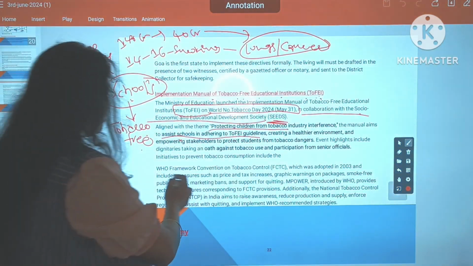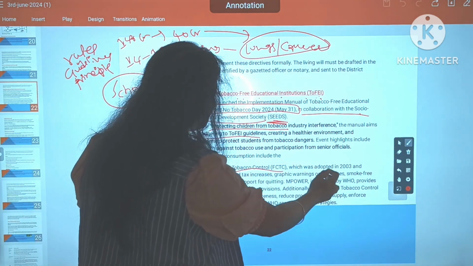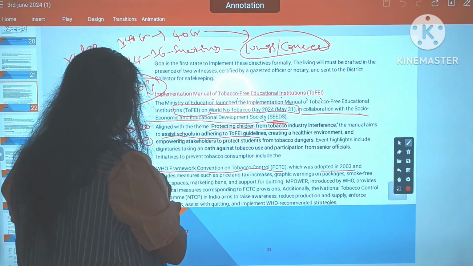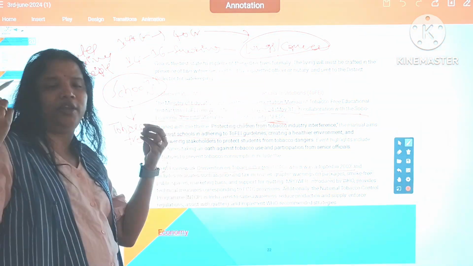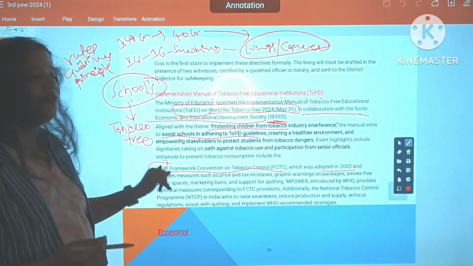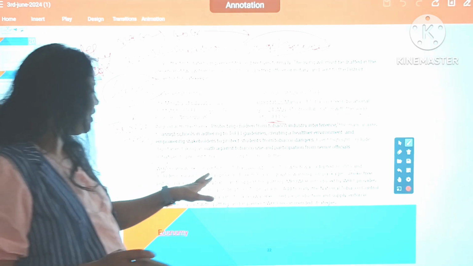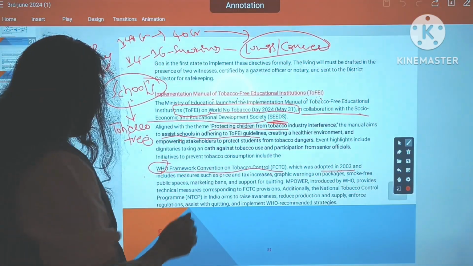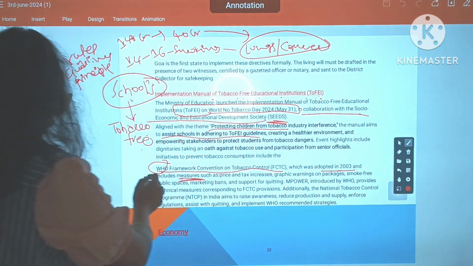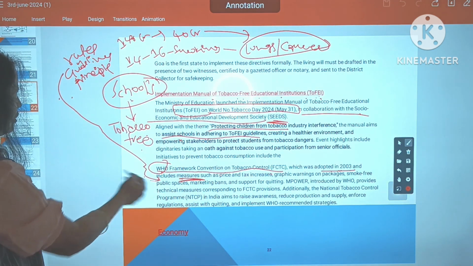So the WHO Framework Convention on Tobacco Control. Again, the World Health Organization will be there in every initiative on worldwide public health issues. WHO interference will be there. Without WHO there is nothing worldwide. So the Framework Convention on Tobacco Control, adopted in 2003, includes measures. What are the measures? I am telling you now: rules, guidelines, principles, measures.